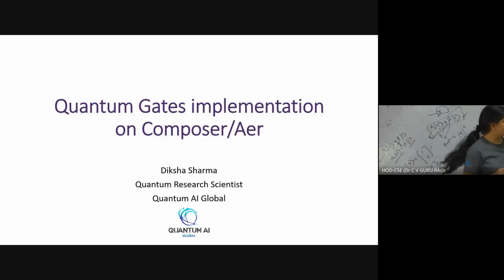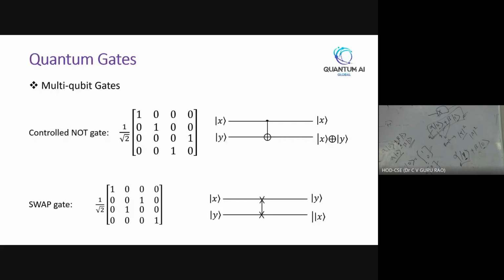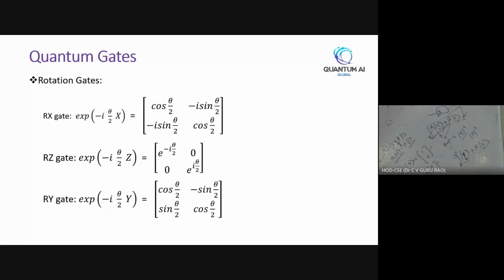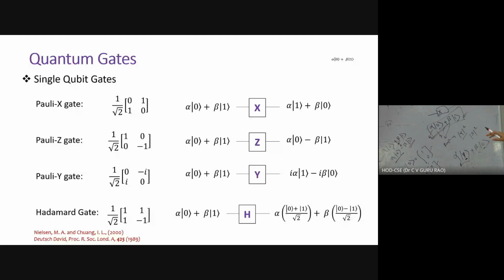Okay? Yes, you can use this. Okay. So what it does, as you can see very clearly, alpha 0 is converted into iota times alpha 1, and beta 1 is converted into minus iota times beta 0. So the phase also gets changed, and iota comes into the picture over here.